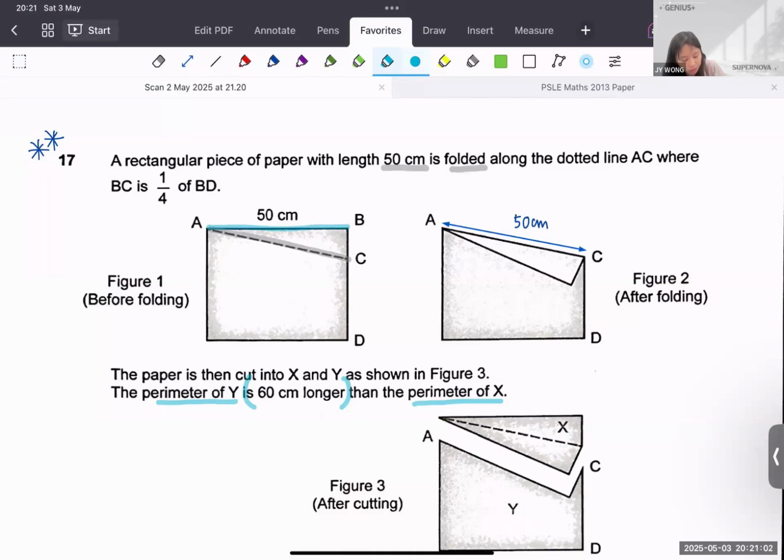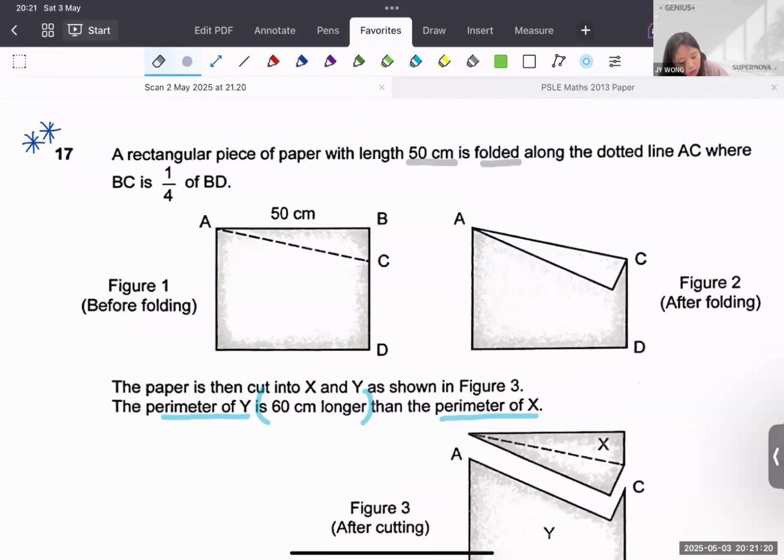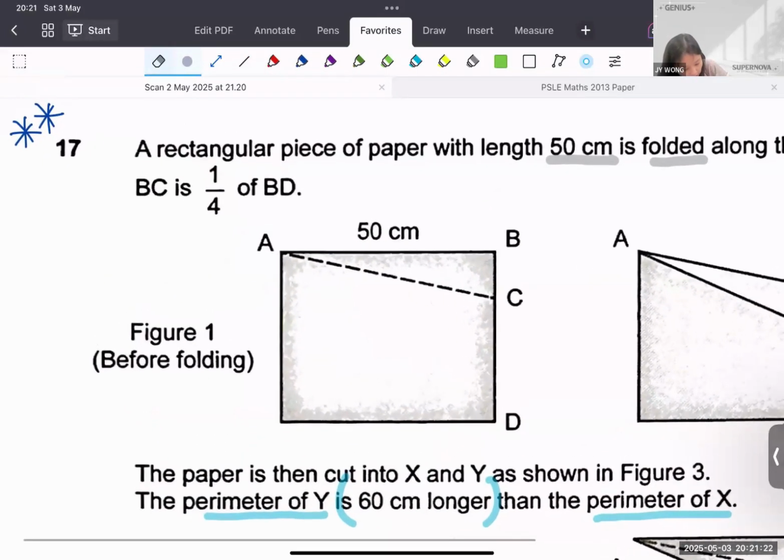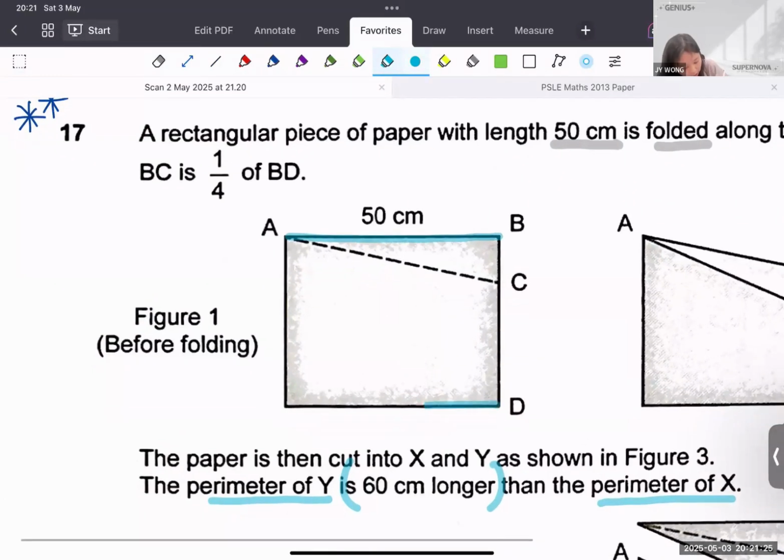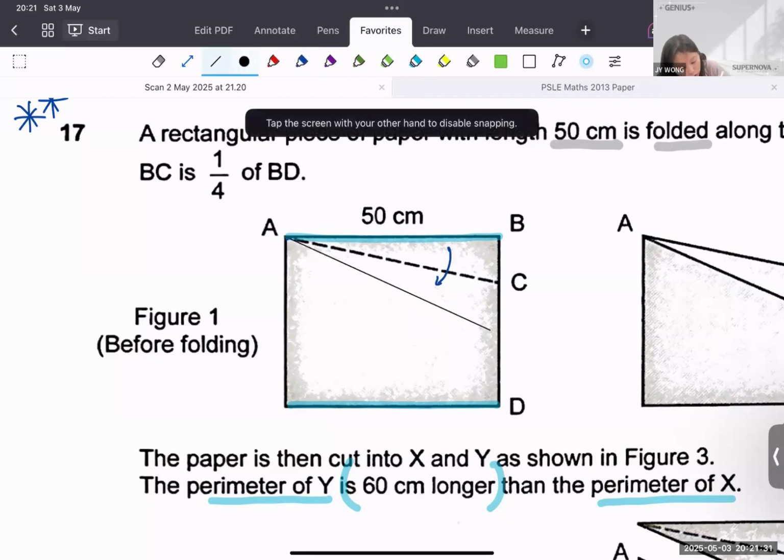Then it is this. So what happens to this part? Where is the 50? Look carefully. Maybe I should label properly, not here. The 50, when you fold, maybe I show you step by step. Those who are looking at the question, please look here. This 50 cm is the length of the rectangular paper, so these two sides are the same. When you actually fold it, what happened? I'm going to draw and show you what actually happened here.